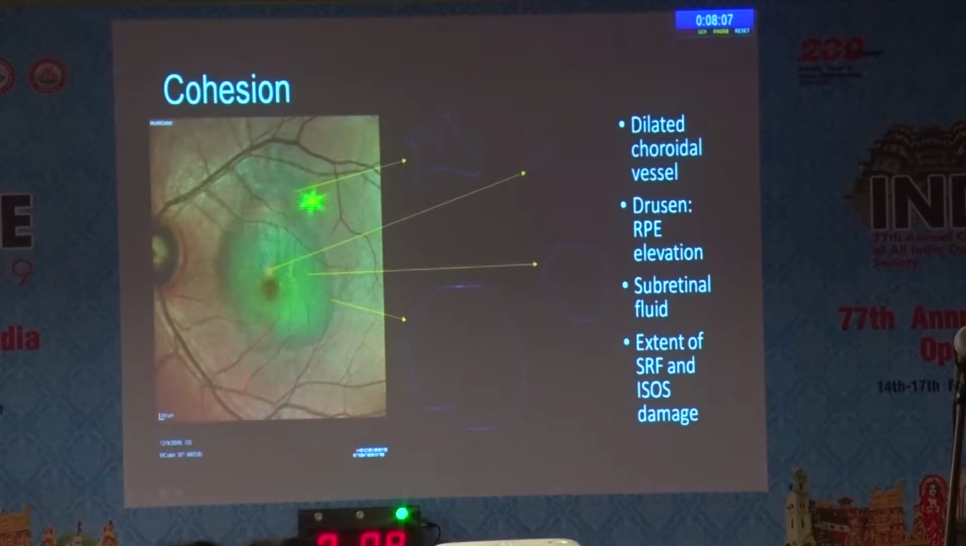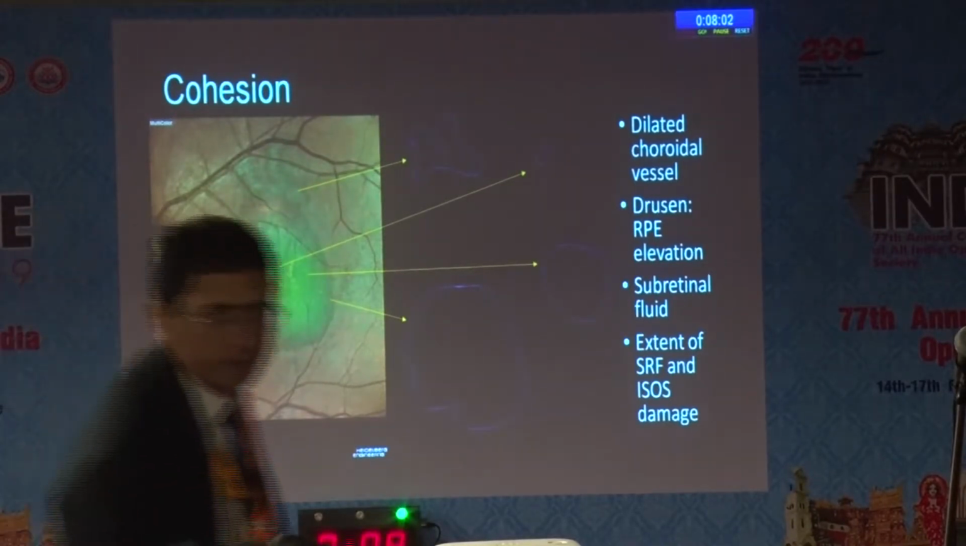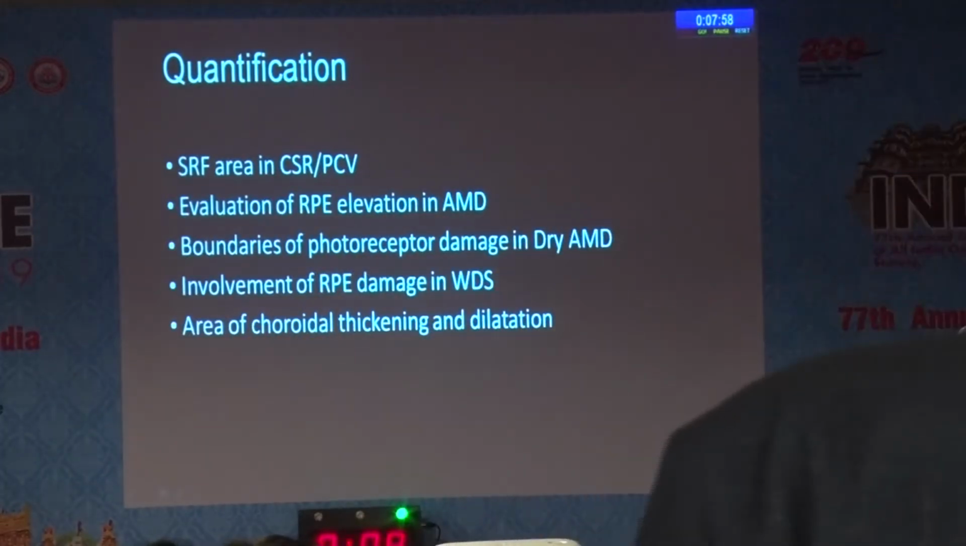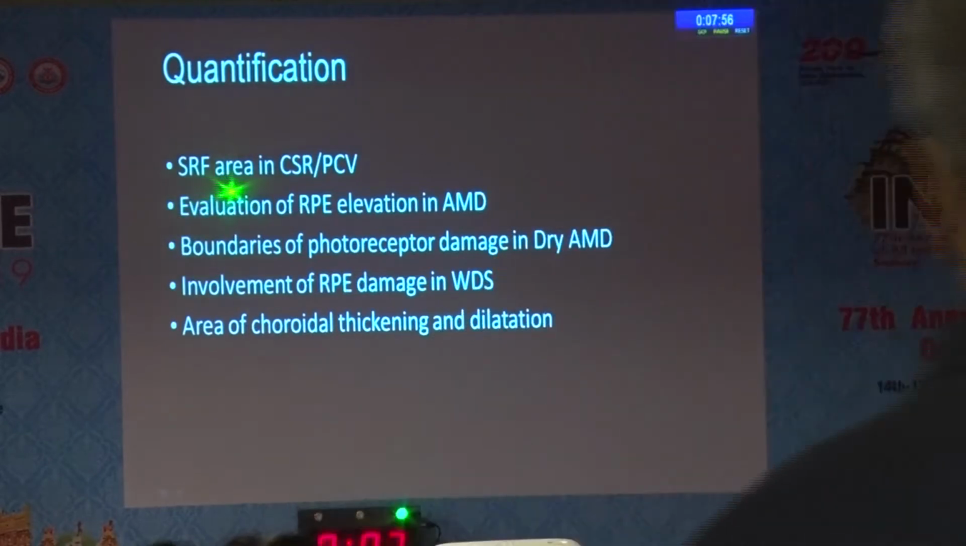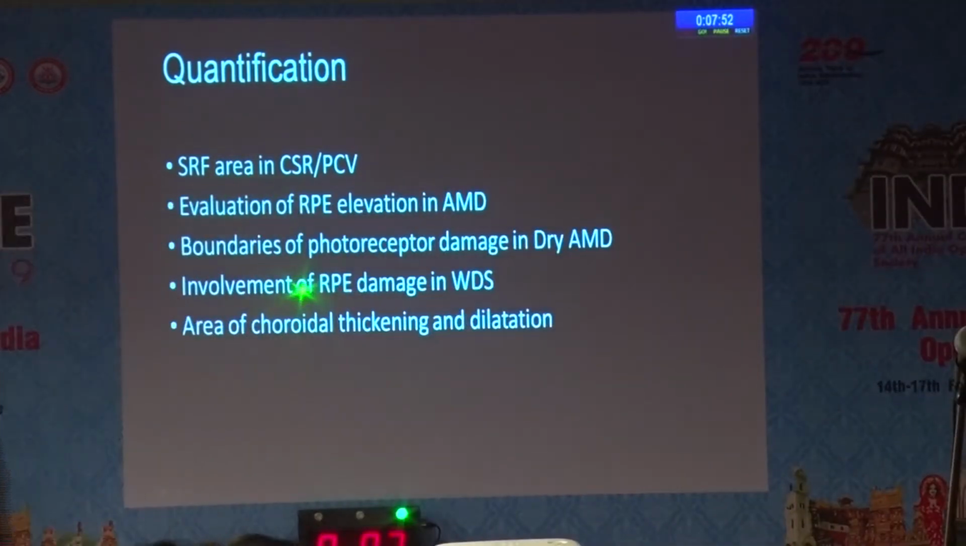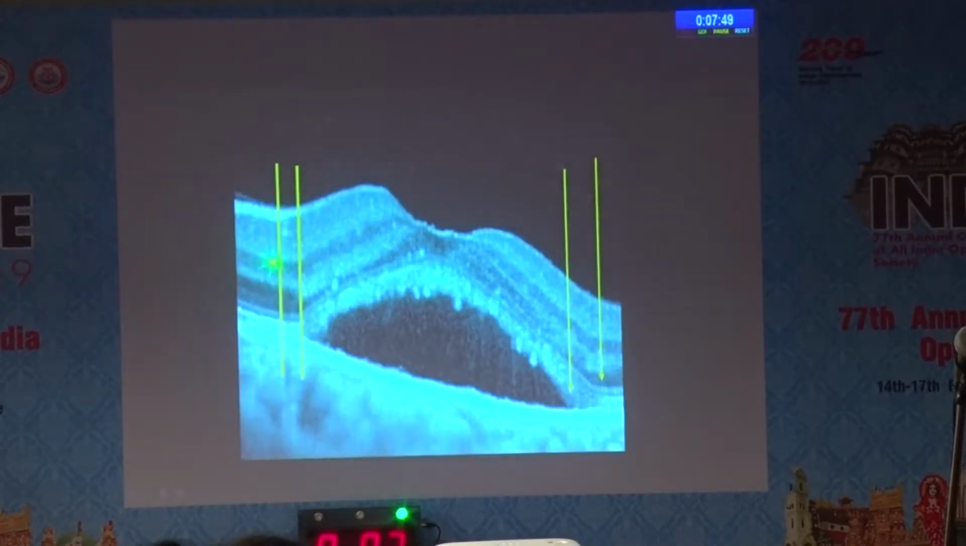A dilated choroidal vessel, you see an area where it is elevated, and then you see the SRF. So this is the kind of importance we have in especially conditions like CSR, what the en-face does to you. It allows you to see various amounts of quantification. So this is how you used to measure SRF.